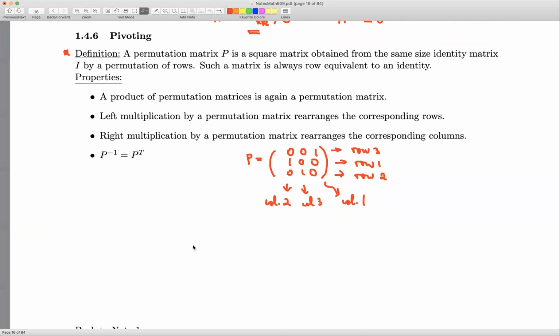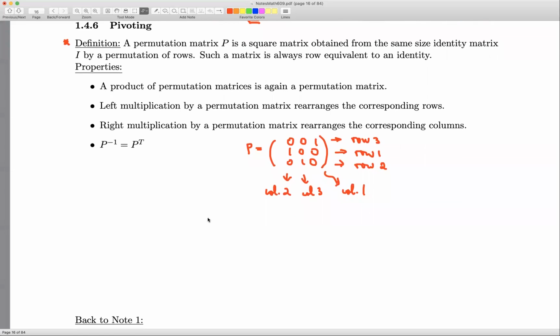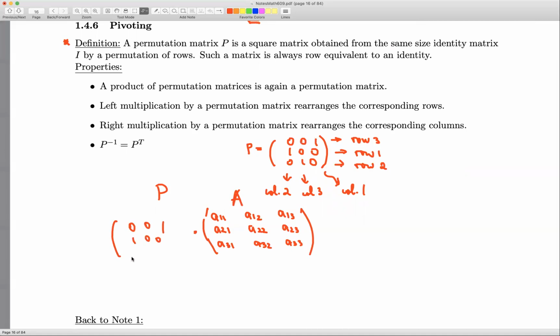So now let's see what will happen if I have a matrix A, A11, A12, A13, A21, A22, A23, and A31, A32, A33. And if we multiply this matrix A by this particular matrix P, 0 0 1, 1 0 0, and 0 1 0.